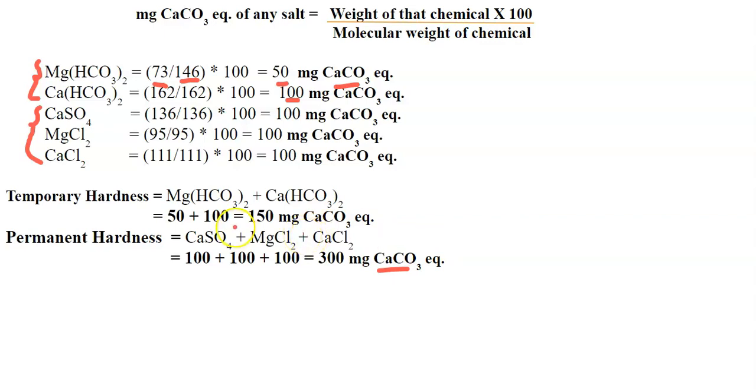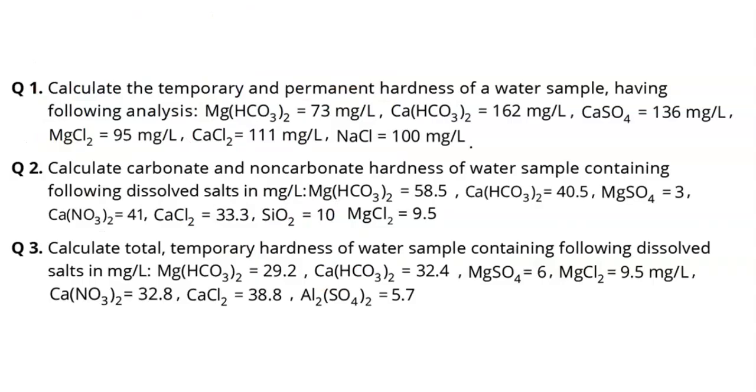Also, if they ask for total hardness, it would be the addition of temporary plus permanent hardness, that is 150 plus 300, which is 450 mg of CaCO3 equivalent. Similarly, I have other examples here. You can simply try and solve this question.